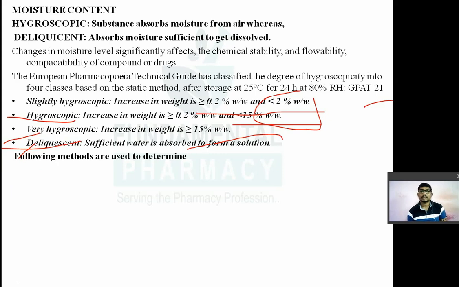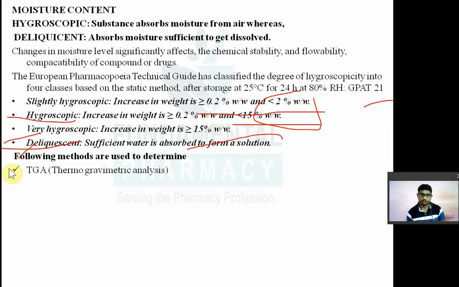Following methods are used to determine moisture content. So what are the different methods which are used to determine the moisture content? Moisture content determination के लिए कौन से मेथड है? So basically there are several methods. First one is known as Karl Fischer titration. Then IR analysis, infrared spectroscopy, is also there. Thermogravimetric analysis is also there.